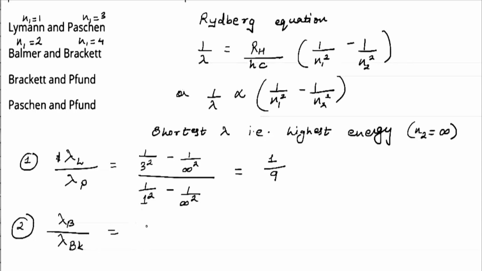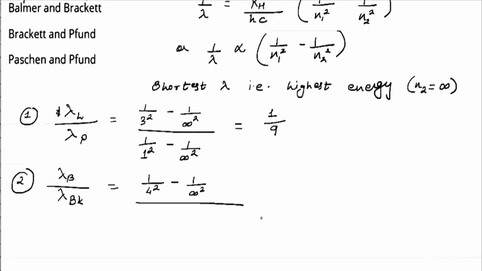So Brackett would be in the numerator and Balmer would be in the denominator. Since 1 by lambda is directly proportional to this, obviously it would be the reverse. So for Brackett, N1 is equal to 4: 1 upon 4 square minus 1 upon infinity square divided by 1 upon 2 square minus 1 upon infinity square. So that becomes 1 upon 16 into 4 upon 1, and that makes it 1 upon 4. I hope you understood this.